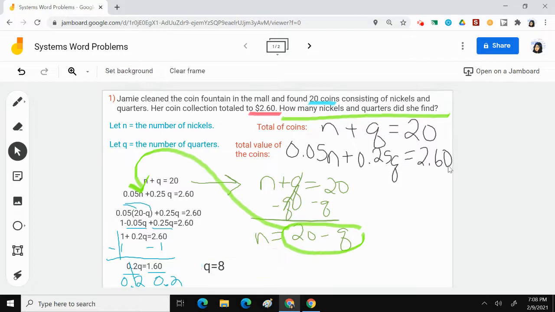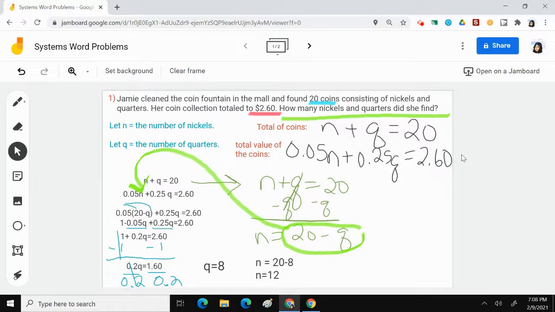Now, the question asks for how many nickels and how many quarters, okay? So I know from this equation that my number of nickels is equal to 20 minus q. So to find my number of nickels, I'm going to do 20 minus 8. So that must mean my number of nickels is 12. And then, check that your answer makes sense. 8 and 12, that gives me 20, right? And if I also wanted, I could check that I get the $2.60, right?